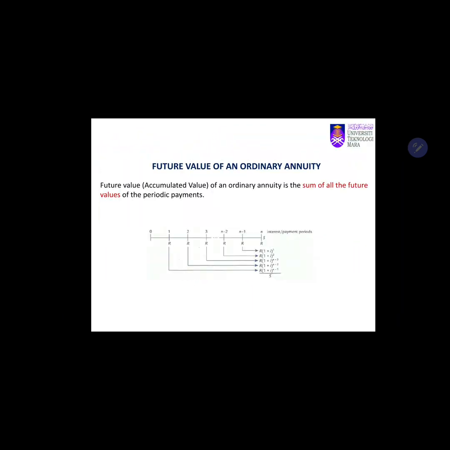In annuity, just like simple interest and compound interest, we still calculate the future value and the present value. Future value means the value in the future, your S. Future value in annuity is the sum of all the future values of the periodic payments. Let's say you save RM50 every week for 2 years. What will the future value be, the value after 2 years? That is future value.